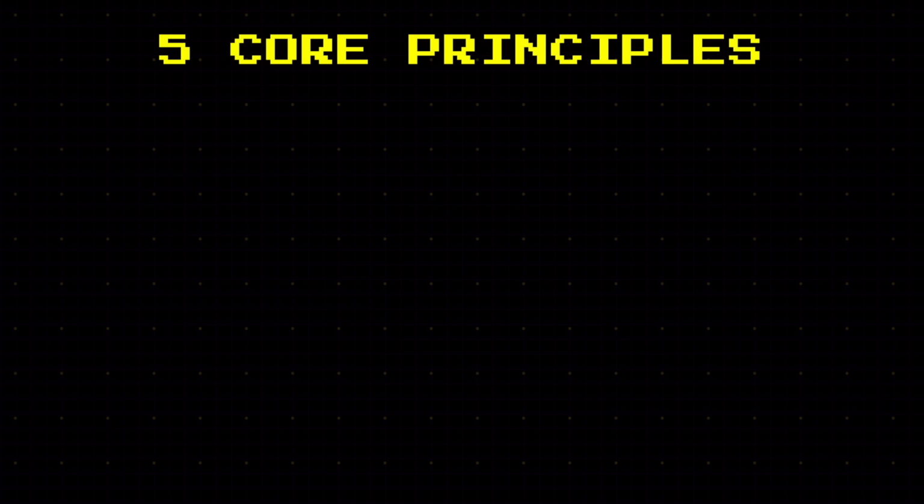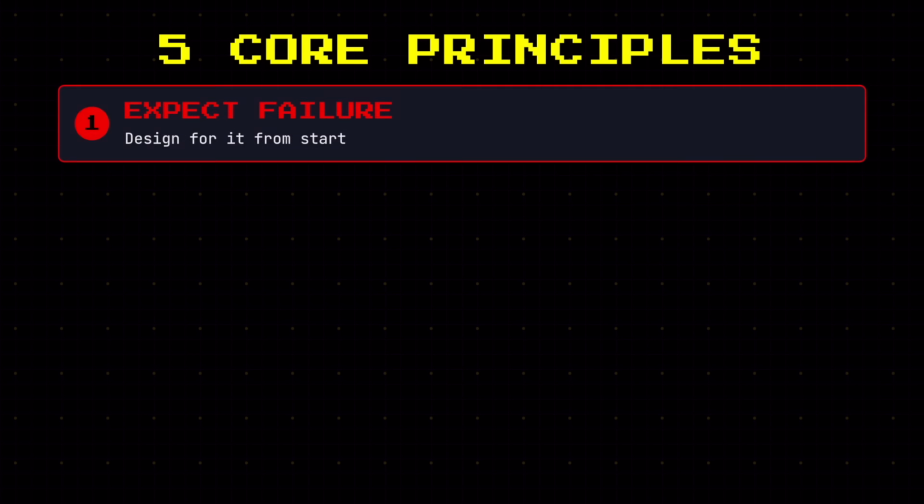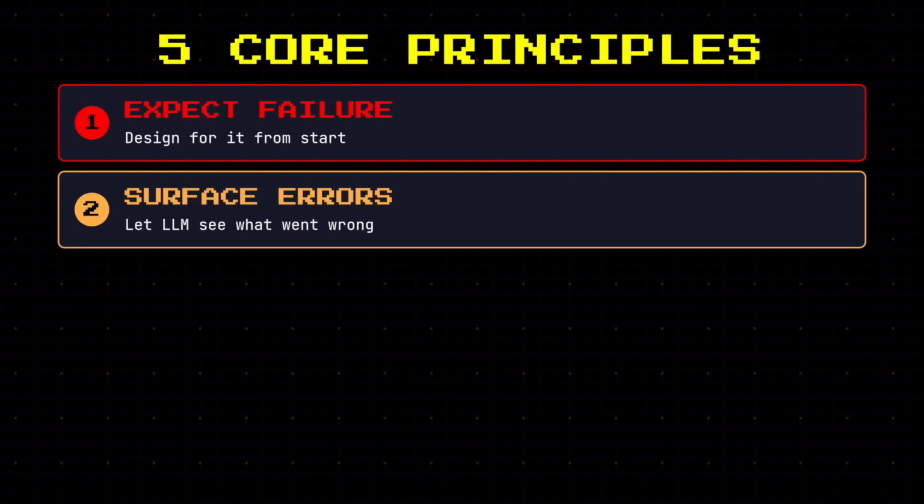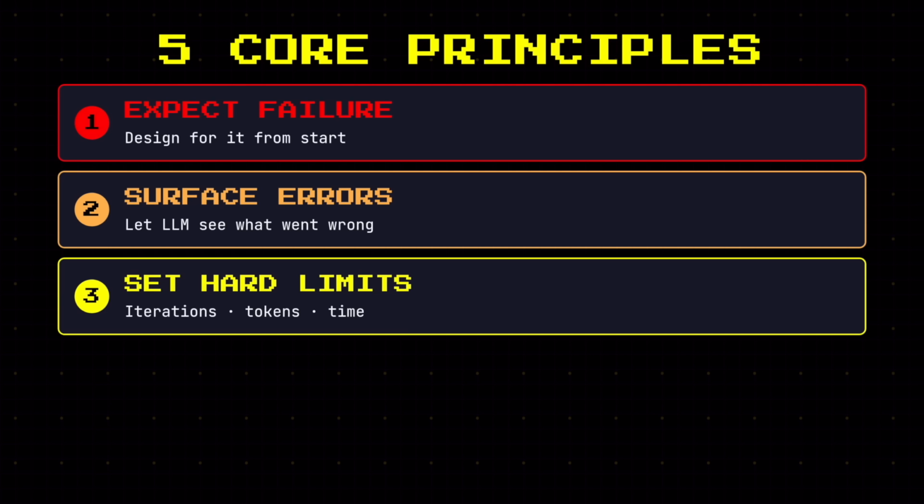5 core principles for error handling. 1. Expect failure. Every tool call can fail. Every model call can fail. Design for it from the start. 2. Surface errors to the agent. Don't silently catch them. Let the LLM see what went wrong so it can adapt. 3. Set hard limits. Maximum iterations, token budgets, time limits. Agents without limits can run forever. 4. Log everything.